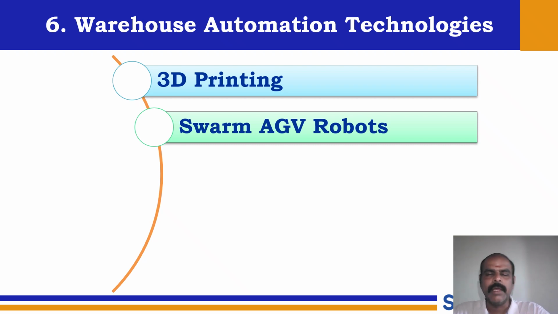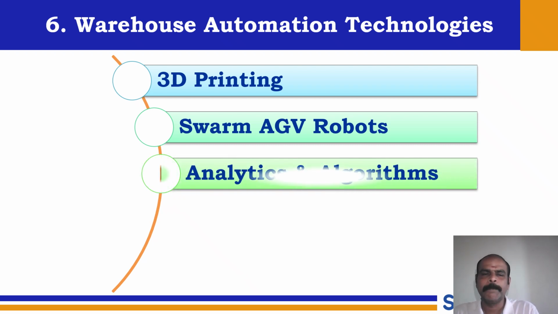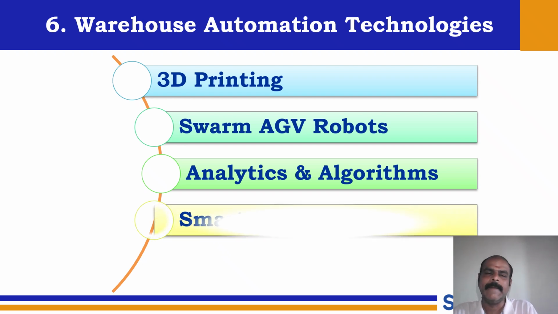So earlier we saw under collection of technologies, AGV, automated guided vehicle. So swarm means cluster or bunch of robots put together to do this particular task. So swarm AGV robots. Then analytics and algorithms. See, having so many equipments to do one particular task, we need to have different types of analytics being carried out. What's their cycle time, what's their efficiency, what is their output performance, everything. Of course some algorithms are also necessary.